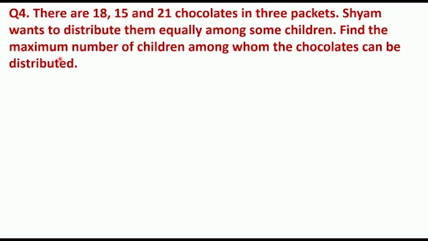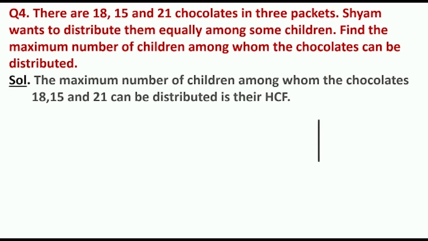So here we have to find the HCF of 18, 15 and 21. Here I am using the prime factorization method. We have to find a common factor of 18, 15 and 21. I have already taught you how to find the HCF using the prime factorization method. So here we have to find the common factor of 18, 15 and 21.